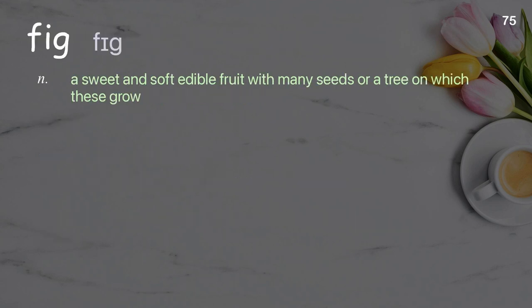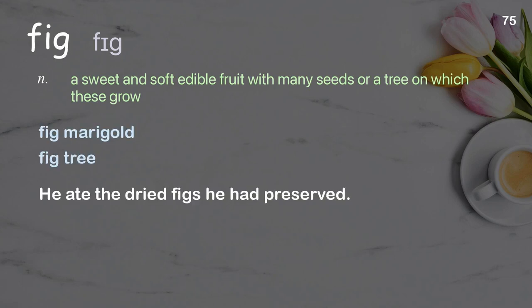Fig. A sweet and soft edible fruit with many seeds or a tree on which these grow. Examples: fig marigold, fig tree. He ate the dried figs he had preserved.